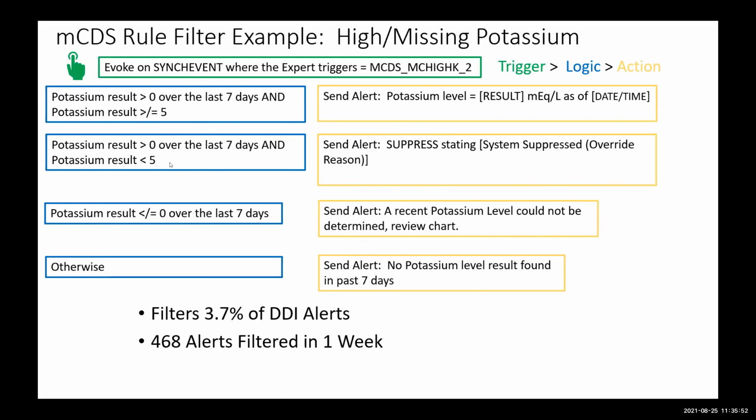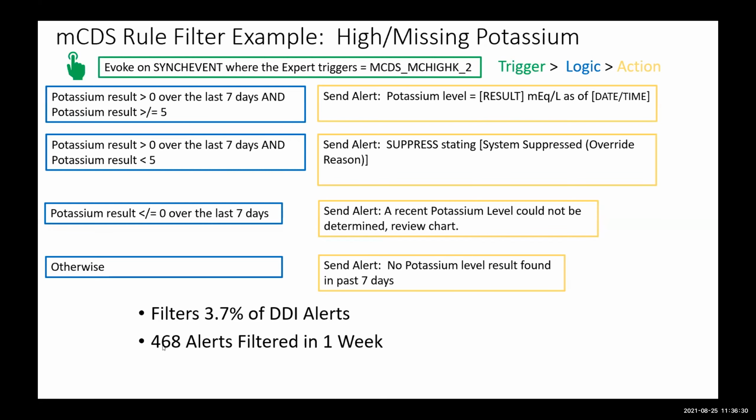If that potassium result is less than 5, then it would go ahead and filter the alert. If it's not a numeric result, so in other words, less than or equal to 0, coming back as an in error or free text result, it would say to the user a recent level could not be determined, review chart. The otherwise in this case is saying that no potassium level has been found in the last 7 days. So the only one that would filter would be the suppressed line. Everything else would show, but the language would show differently within the alert to the user.